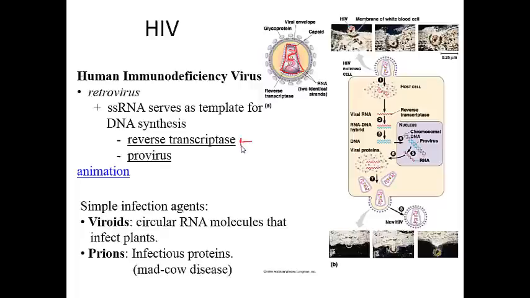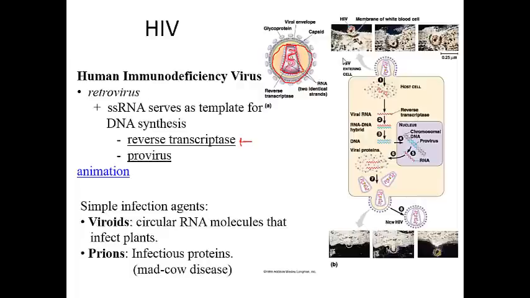Reverse transcriptase is an enzyme that's going to perform transcription in reverse. So it's going to take the RNA from inside the virus, and it's going to be able to convert it into DNA. Surrounding the capsid, we can see the viral envelope. And again, that viral envelope is made up of pieces of the host cell's membrane.